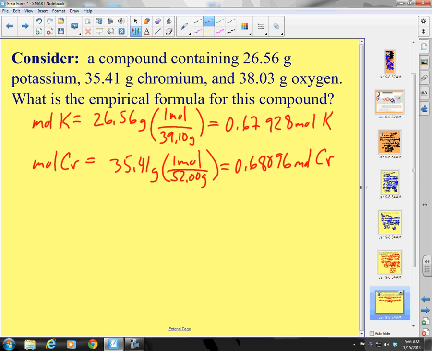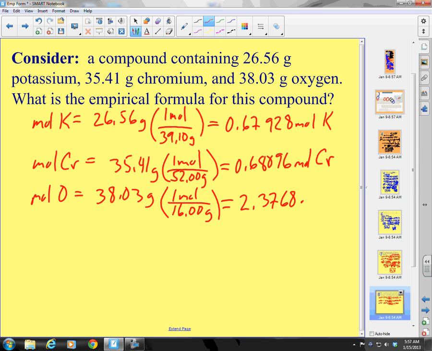And the last one is moles of oxygen, which is equal to 38.03 grams of oxygen times 1 mole of oxygen per 16.00 grams. I know that one by heart. And what do I get? 38.03 divided by 16, and I get 2.3768 moles of oxygen.